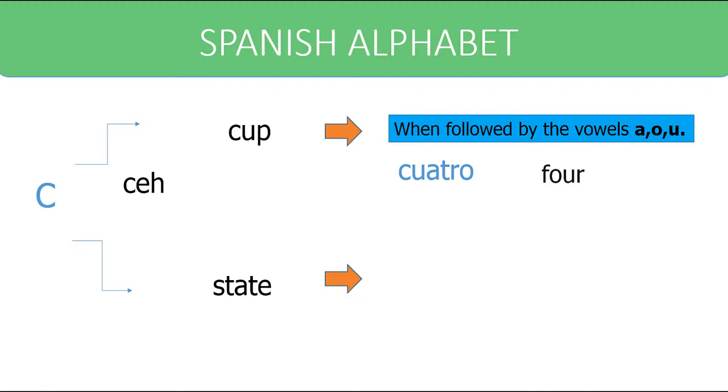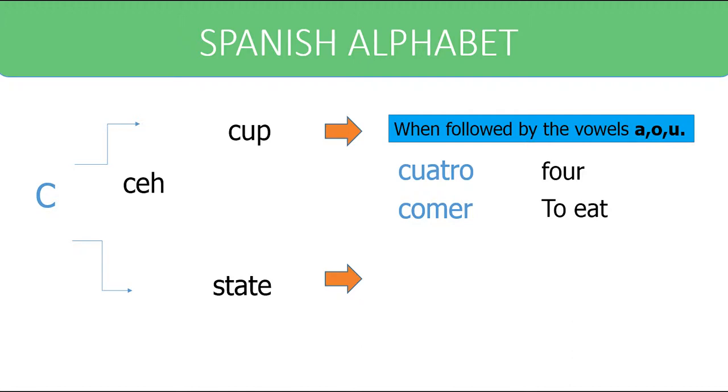Another example is the word comer. Comer means to eat. And notice how the vowel O is after the letter C. So it sounds comer.